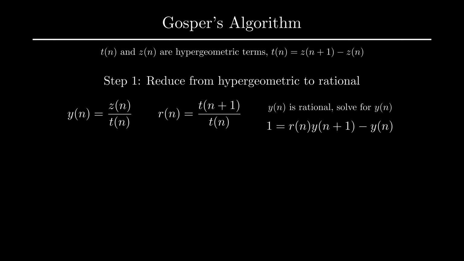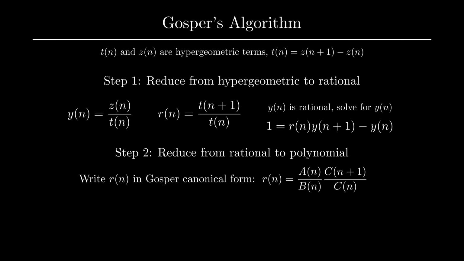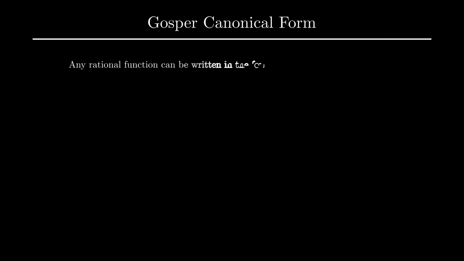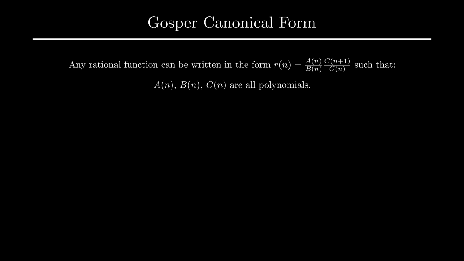Now the brilliant part is that this recurrence can be further reduced, so that instead of solving for rational solutions, we can just solve for polynomial solutions. In order to do this, we need to examine this r of n coefficient here. We are now going to write this rational expression in what I will call Gosper canonical form. What is Gosper canonical form? This r of n expression will be split into polynomials a, b, and c, where a and b form a simple ratio, multiplied by c of n plus 1 divided by c of n. There are some additional constraints, but we'll explain those a bit later.